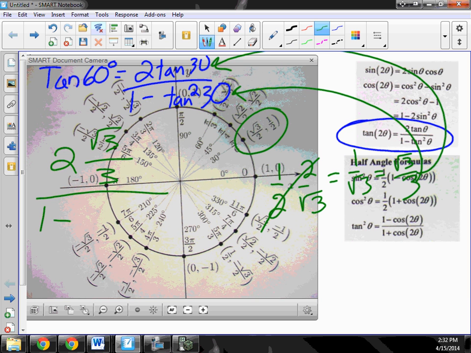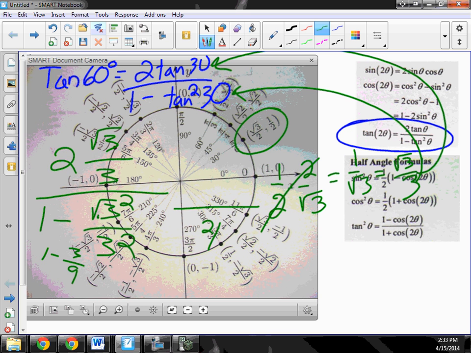And then 1 minus root 3 squared over 3 squared. So on bottom, root 3 times root 3 is root 9. And the square root of 9 is 3. So this is 1 minus 3 over 3 squared is 9. 3 over 9 becomes 1/3, and 1 minus 1/3 becomes 2/3. Does everybody follow? So the denominator is 2/3. And the numerator is 2 root 3 over 3. How do you divide two fractions?